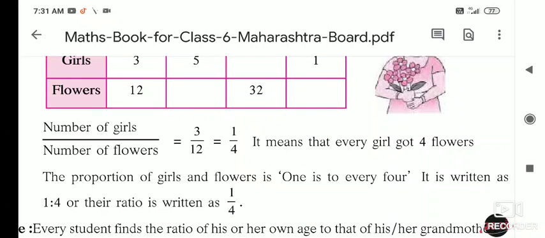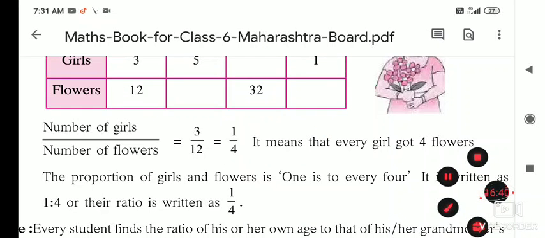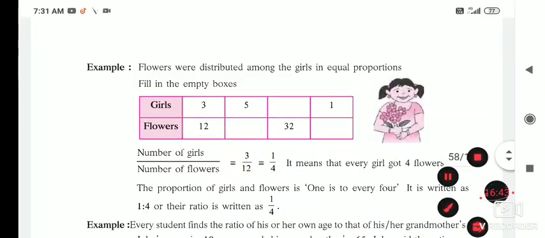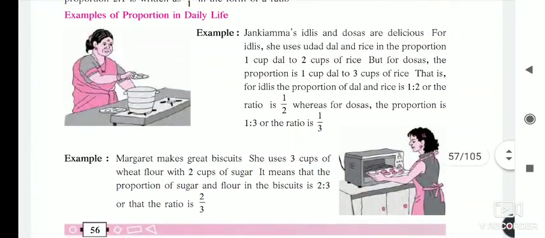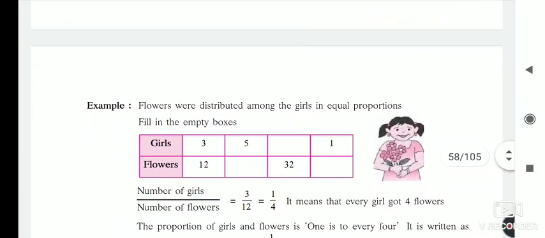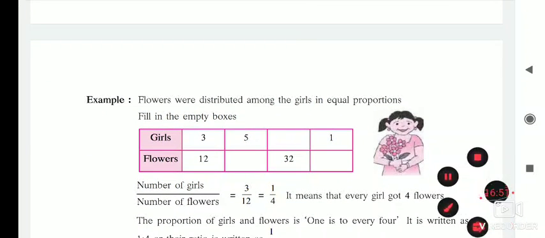Okay, so today we will stop here only, and all of you complete these 3 examples, that is Margaret's, Janki Amma's, and this example. You have to note them down in your notebook. So today we will stop here only.